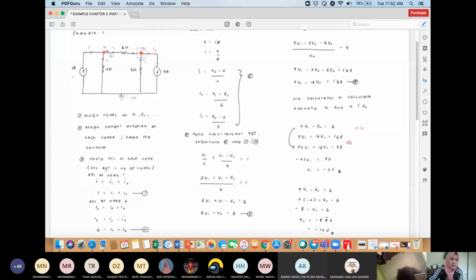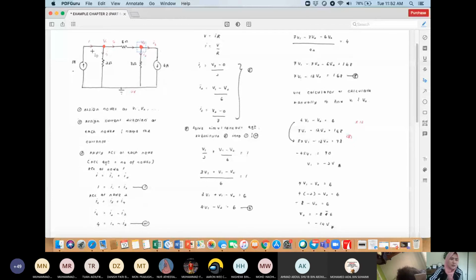So the first node over here, you do KCL, Kirchhoff's current law. KCL at node 1 is actually I equals I1 plus I2. Correct? I equals I1 plus I2. And you know that I is equal to 1 ampere because this is the current source. So I is equal to 1. That's why I have this equation: 1 equals I1 plus I2.